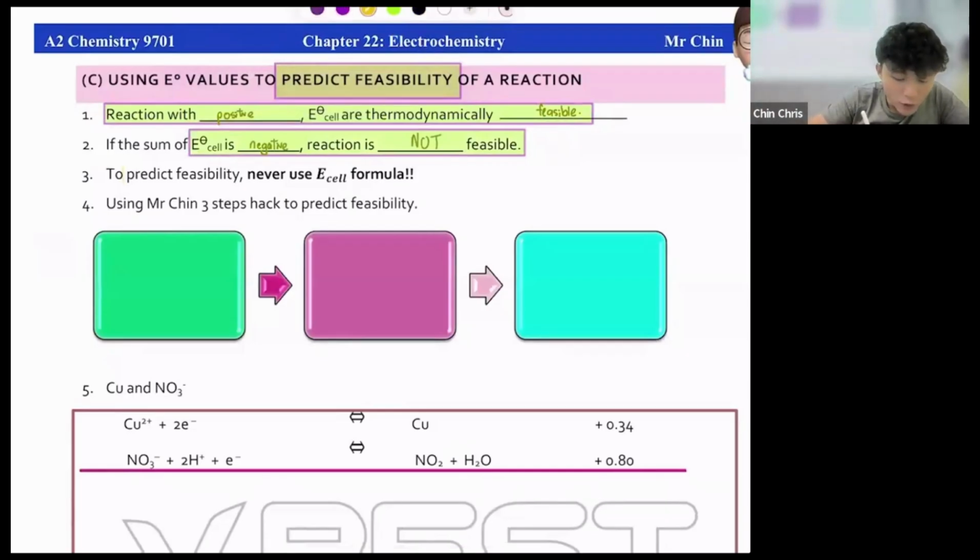All right, guys, now I want you guys to highlight this. If you are asked to predict feasibility, never use your E cell formula, please. Your E cell formula is for E cell. Okay, so if it's feasibility, it's never your E cell formula, please, yeah. So I will show you a new set of working to predict feasibility.